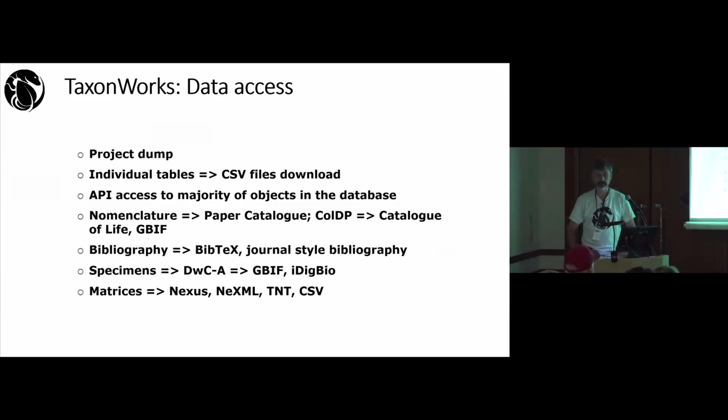And again, as I said, data accessibility is an important part of any database: how you can get data out, full project dump, individual tables, API access to all models in the database. Nomenclature goes to Catalogue of Life. Although we don't have a production database for Systema Dipterorum, we use this as a pipeline for getting data to Catalogue of Life now. Bibliography, specimen data in Darwin Core, and we have matrices which could be used for interactive keys. We also have Nexus, XML, TNT outputs.